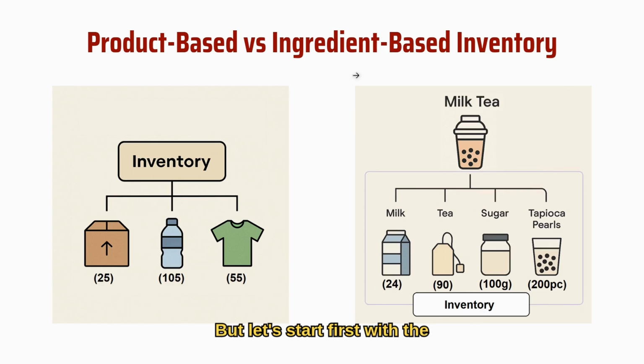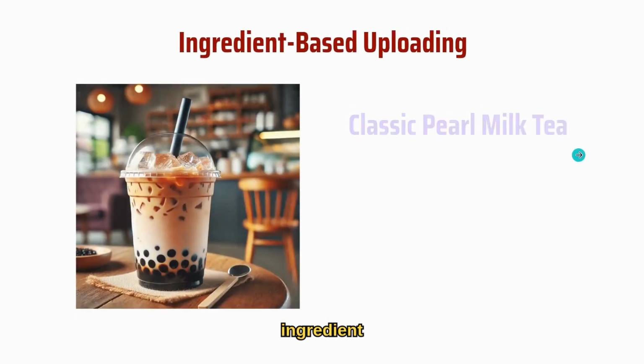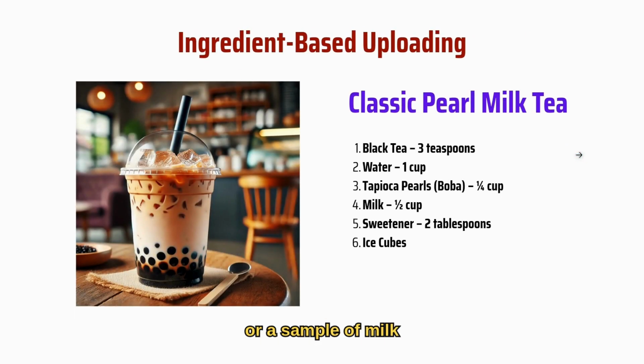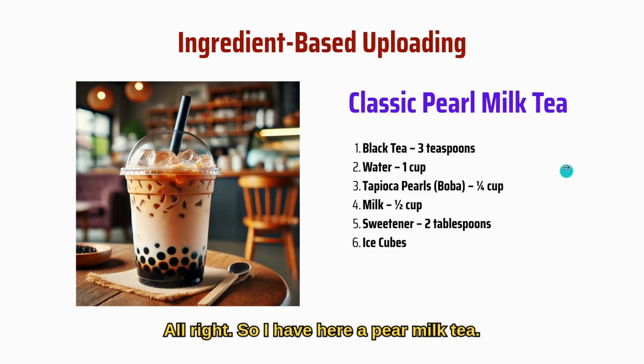But let's start first with the milk tea shop or milk tea business. So I have here a sample of milk tea called classic pearl milk tea. So I just search this. This is not actually the ingredient of it, but this is just for the sake of sampling how we can input it in our inventory account. All right, so I have here pearl milk tea. So this is ingredient base.